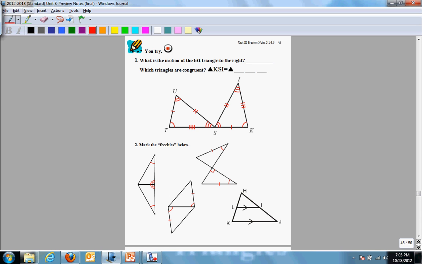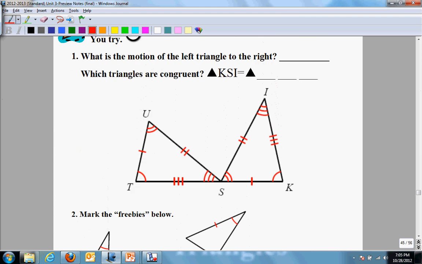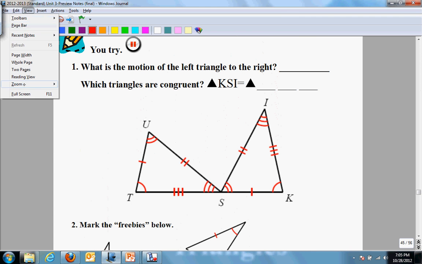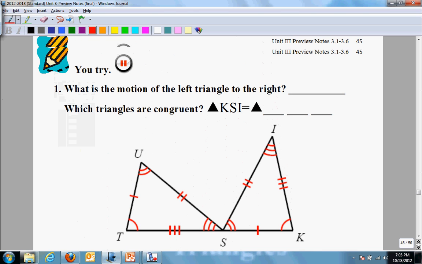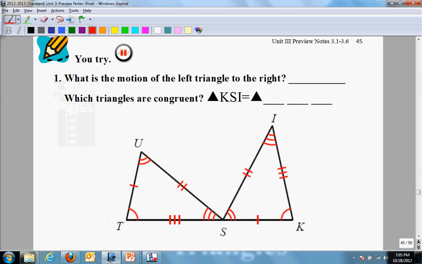All right, let's check your answers and see how you did here. First off, we want to talk about the motion from the left to the right. And to get this motion, it's a rotation kind of motion. So your first answer is it's rotation.